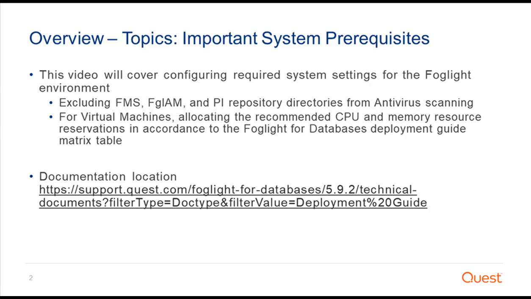These requirements suggest excluding the Foglight Management Server, Foglight Agent Manager, and Performance Investigator repository directories from antivirus scanning. Also, for virtual machines, allocating the recommended CPU and memory resource reservations in accordance to the Foglight for Databases deployment guide. The omission of these recommendations can have serious performance implications within the functionality of the Foglight software and associated database repositories. To review the latest Foglight deployment guide, please visit support.quest.com or copy to provide a direct link to the deployment guide.